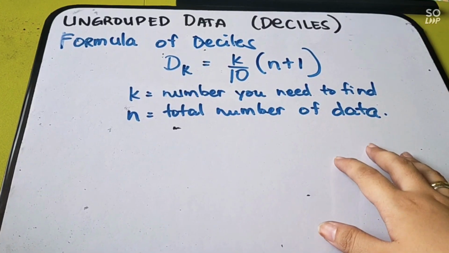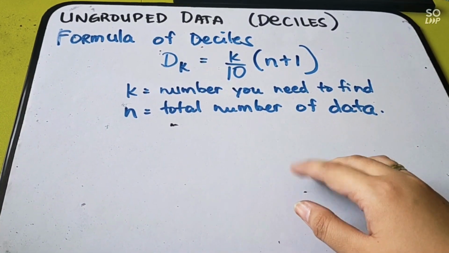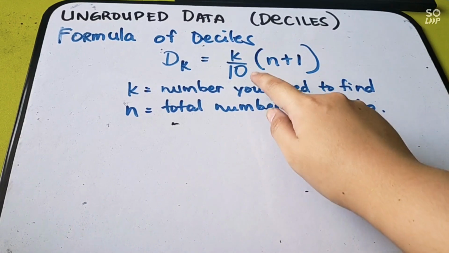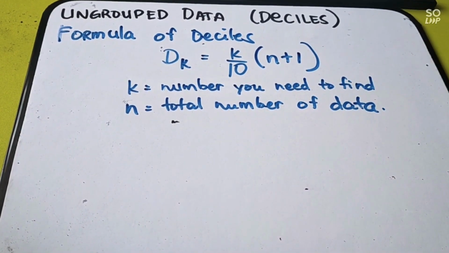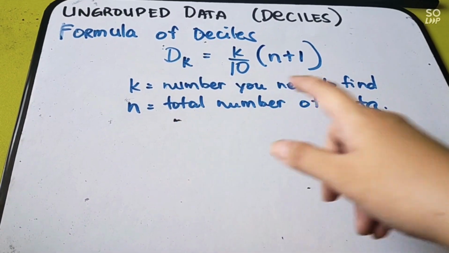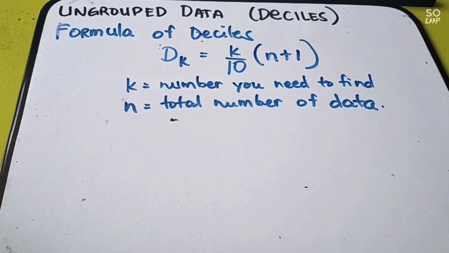Let us now tackle the ungrouped data for deciles. We have a formula for deciles: D sub k is equal to k over 10 times n plus 1, where k is the number that you need to find and n is the total number of data.